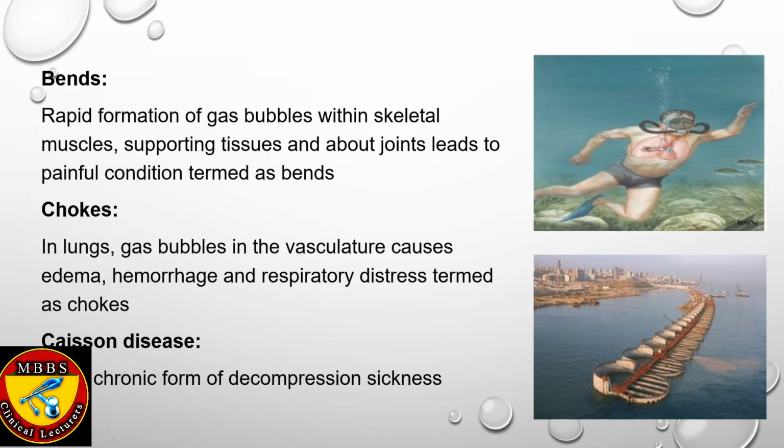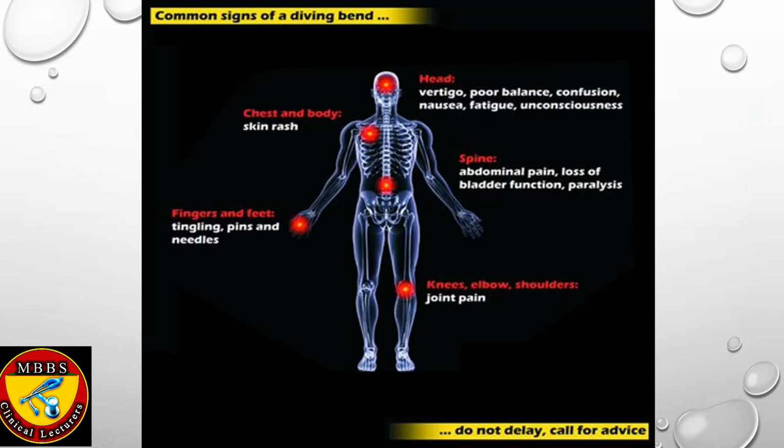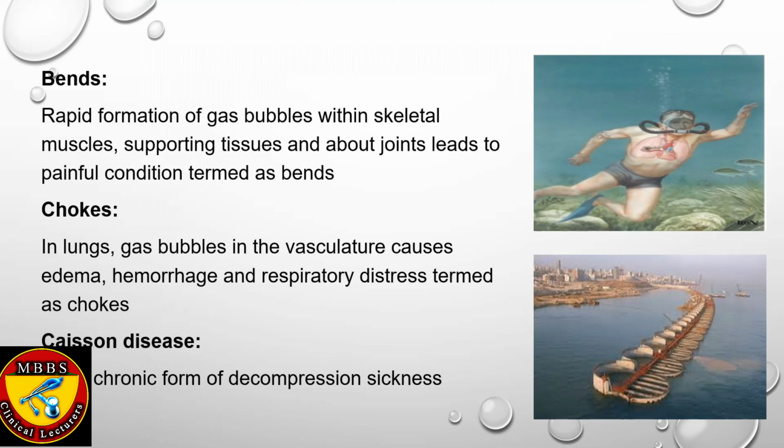And one more term to remember is Kazan disease. Kazan disease is a chronic form of decompression sickness. Kazan is a French word, and you can see these are the Kazans. These are watertight retaining structures which are used for bridge constructions. And the workers in these pressurized vessels are there for a longer time. So such patients suffer from acute or chronic decompression sickness termed as Kazan disease.